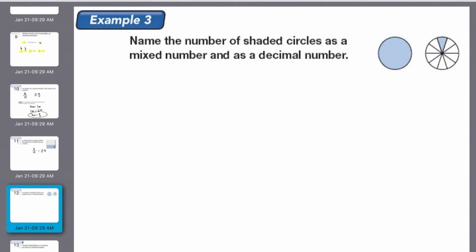Name the number of shaded circles as a mixed number and as a decimal number. Mixed number, we have 1, and 1 is the numerator. How many pieces do we have? 1, 2, 3, 4, 5, 6, 7, 8, 9, 10. 1 and 1/10. As a decimal, that'd be 1.1.